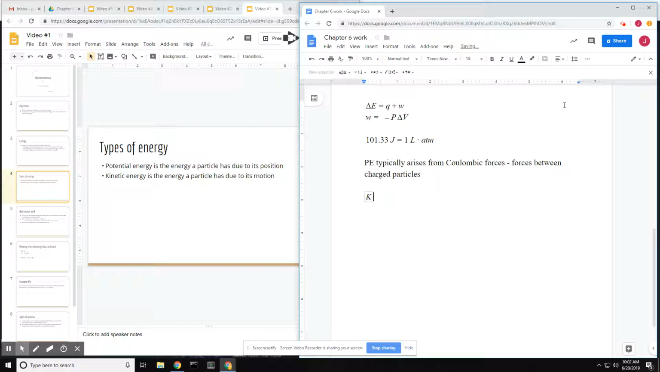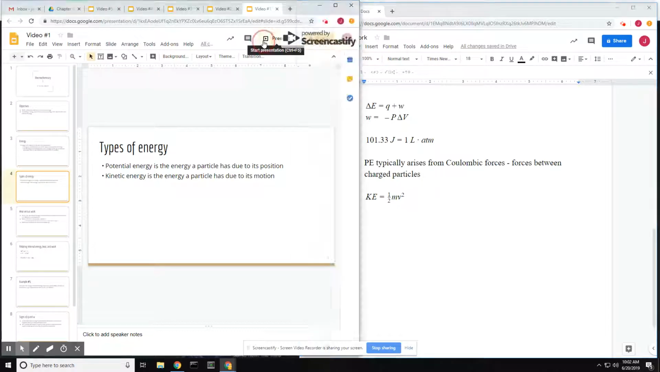If you didn't already know it, I'm going to give you the equation for it. We're not going to really be doing calculations with it. It's more for your own general, conceptual knowledge. The kinetic energy is equal to 1/2 mv squared. So it's directly related to mass and directly related to squared velocity.